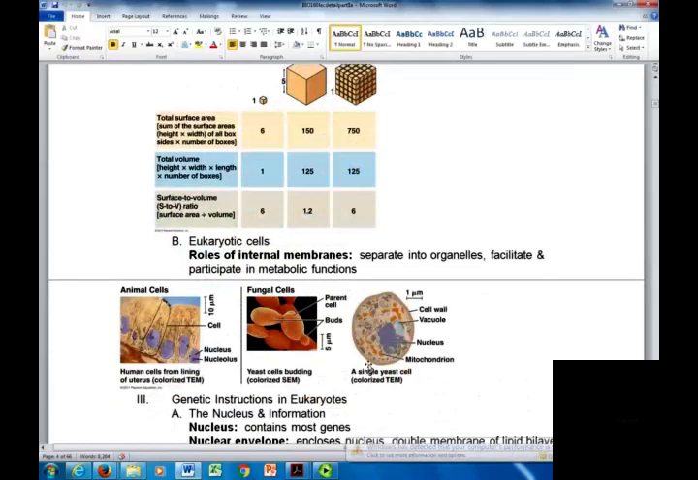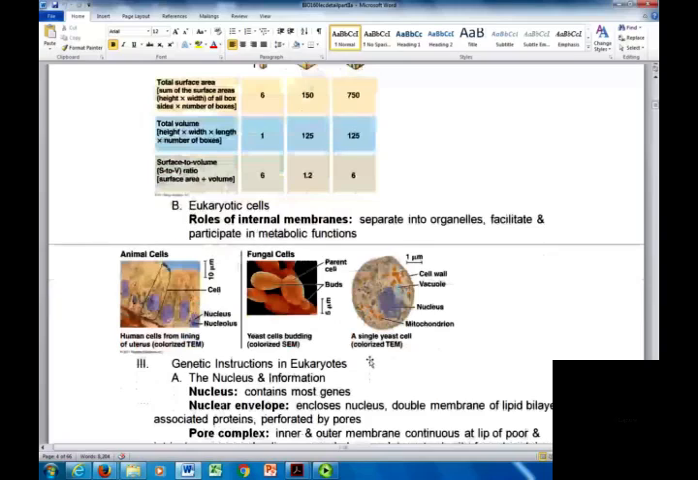So the internal membranes are going to separate things into organelles. They will also facilitate and participate in the metabolic functions in the cell.